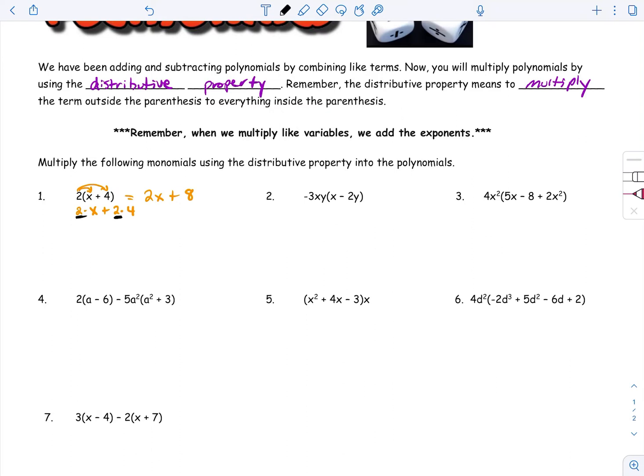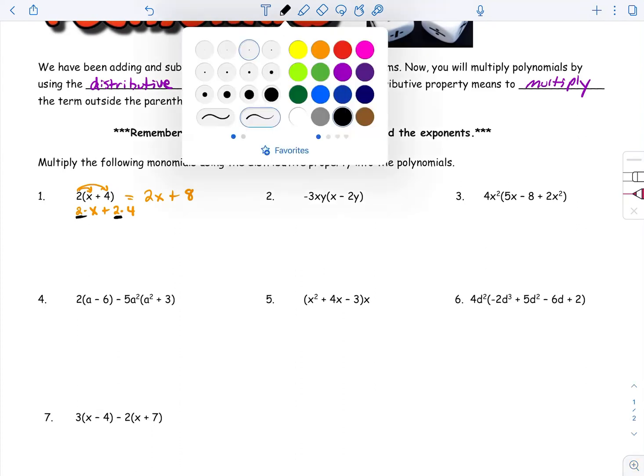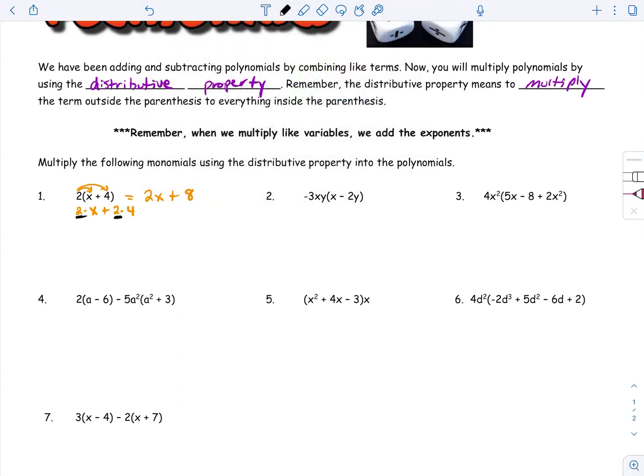Pretty sure we know how to do that part. But then we get into some more complicated problems, and I want to make sure that we understand how to complete this. So for number 2, we have negative 3xy times x minus 2y. So here, in order to multiply this negative 3xy, we distribute it to the first term in the parentheses, then to the second term in the parentheses, so that it is negative 3xy times x minus negative 3xy times 2y.